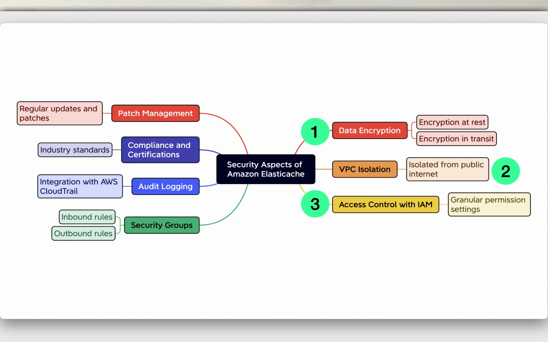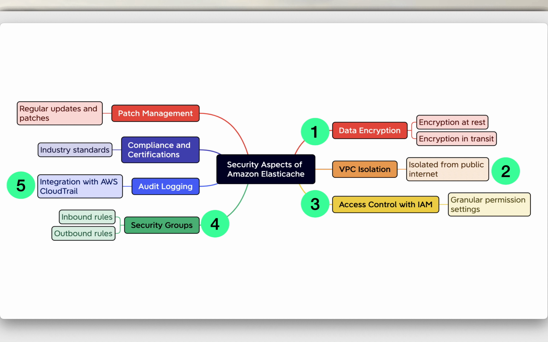3. Access control with IAM. AWS Identity and Access Management, IAM, is integrated with ElastiCache, allowing granular permission settings on who can access and manage cache clusters. 4. Security groups. Define inbound and outbound rules that control network traffic to cache nodes, further hardening the security posture.